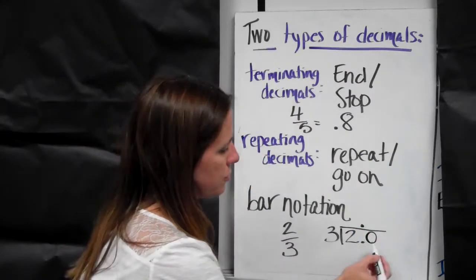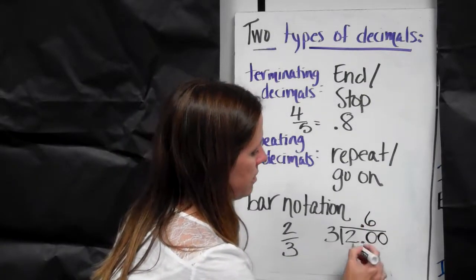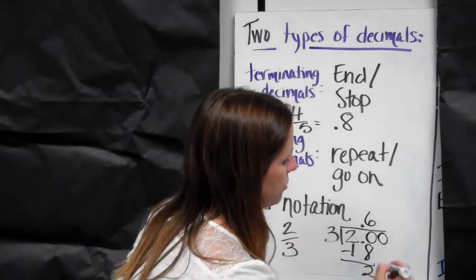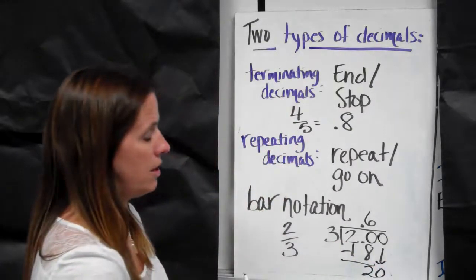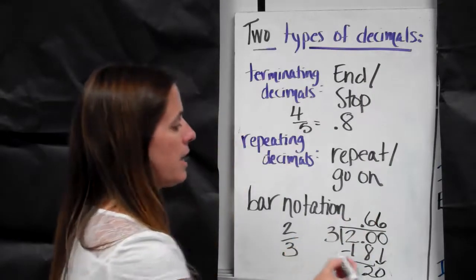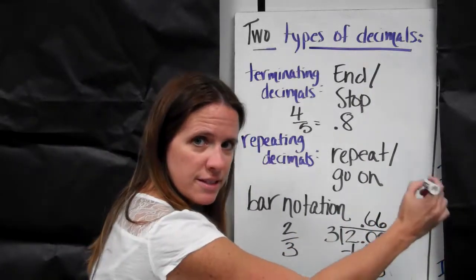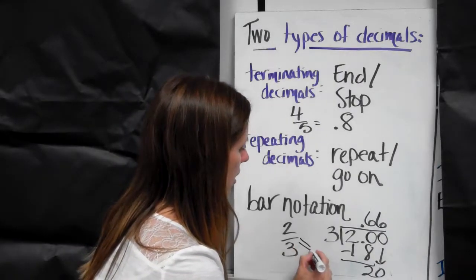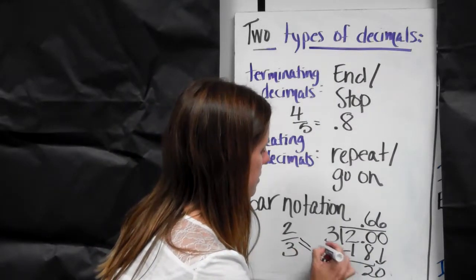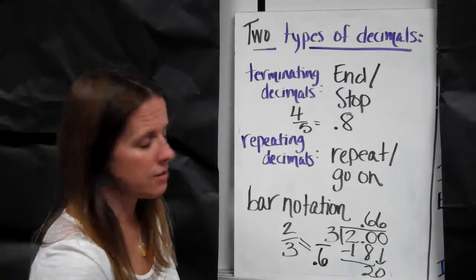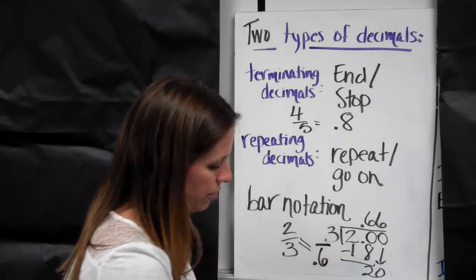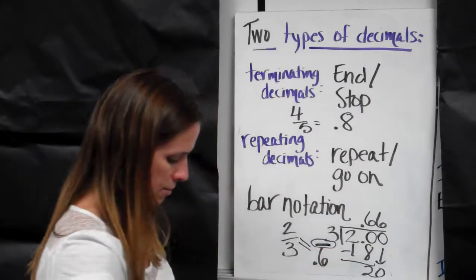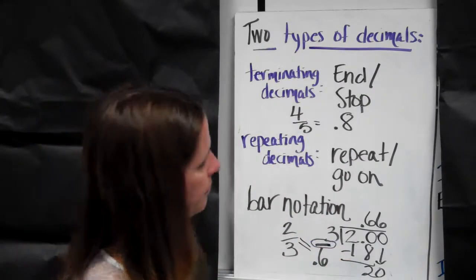How many 3's go into 20? 6. 6 times 3 is 18. 20 minus 18, you're left with a 2. You have 20 again. So the 6 is going to keep repeating. Instead of having to write a bunch of 6's after that decimal point, you would say 2/3 is equal to decimal point 6 repeating, or 6/10 repeating. And here's that bar notation right there. You draw the bar over the part that repeats.